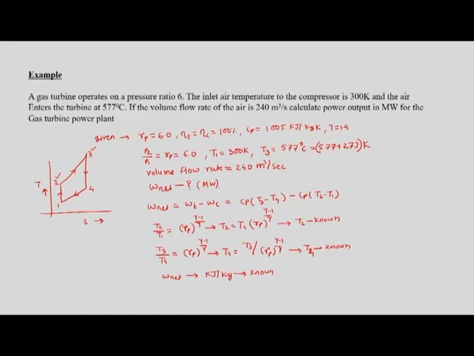So we have to find out mass flow rate. For mass flow rate we have to multiply by density. So mass flow rate is equal to volume flow rate into density. Then where do we have to find out density? We have to find out density at 1.